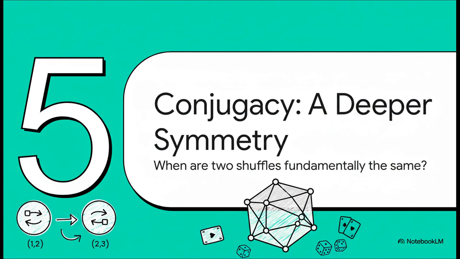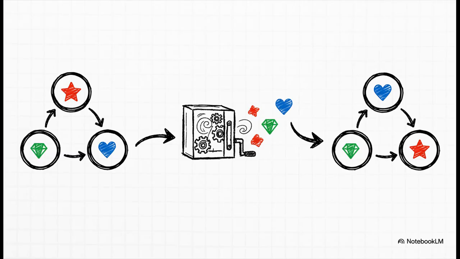Okay, this brings us to a much deeper question. The permutation 1-2 and the permutation 2-3, they look different, right? But they feel the same. They're both just a simple swap between 2 items. So how do we capture that idea mathematically? When are 2 shuffles fundamentally the same shape? The answer is a beautiful concept called conjugacy.